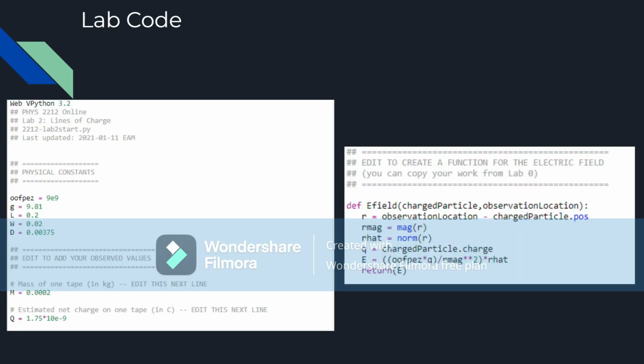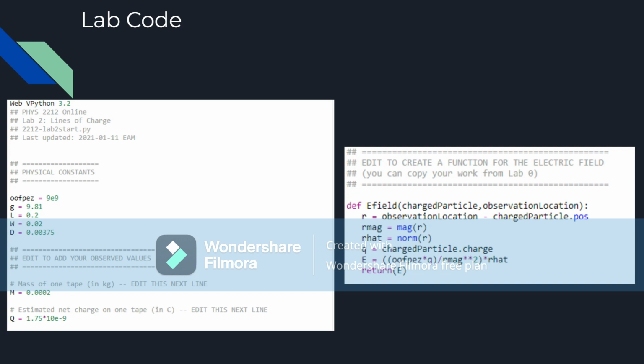Lab code. In the left picture, they're all my physical constants, with my length being expressed as 0.2, width as 0.02, and d, which was the distance between the two pieces of tape, as 0.00375. The UFPES variable is what we know as k, or 1 over 4 pi epsilon naught. I then also added the mass of my tape in kilograms and the estimated net charge on one tape.